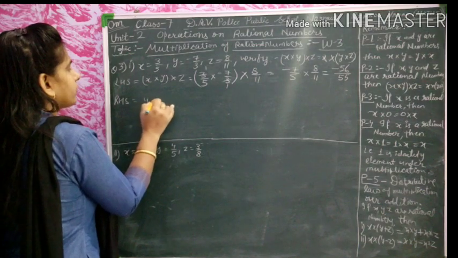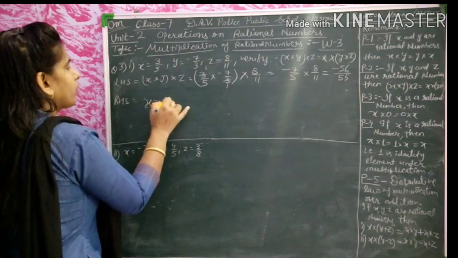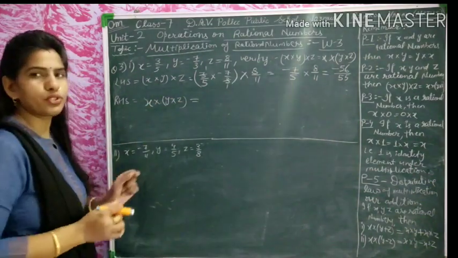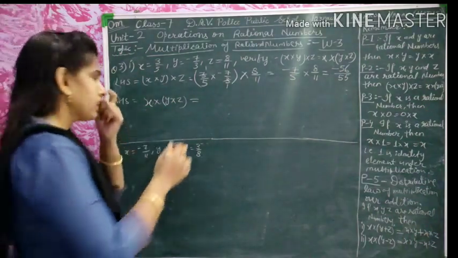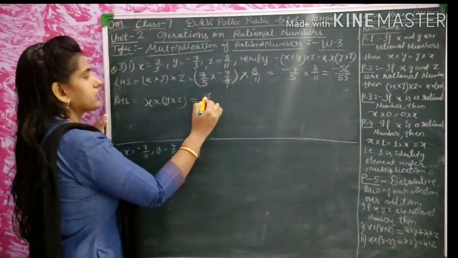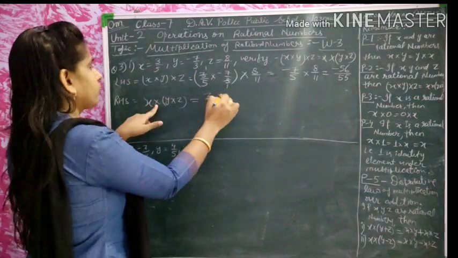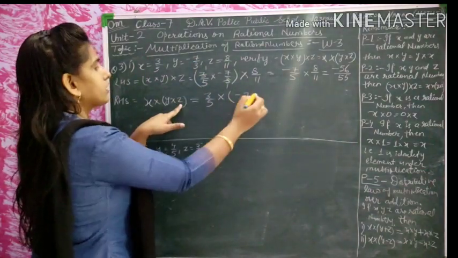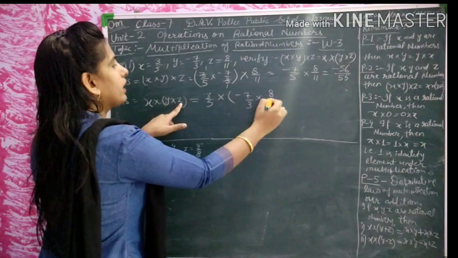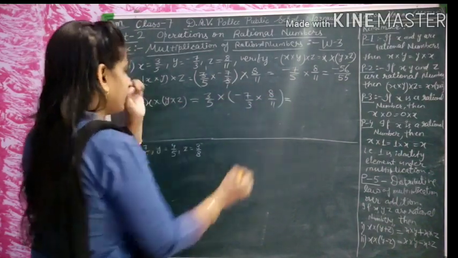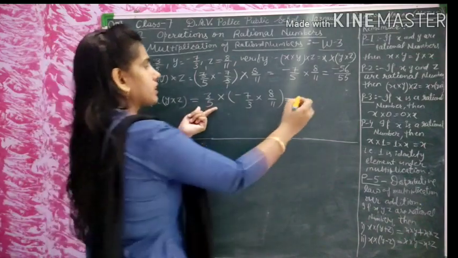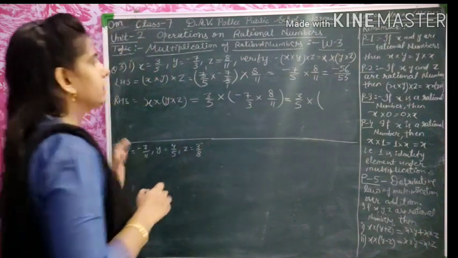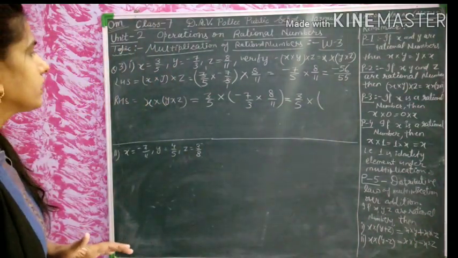RHS is x into y into z. In this part we will solve first y into z, and then the answer is multiplied by x. So see there, x is 3 by 5, into y, which is minus 7 by 3, into z, which is 8 by 11. Now we will solve here. First we solve this, and it is as it is, into this, which we solve by multiplying the numbers with each other.